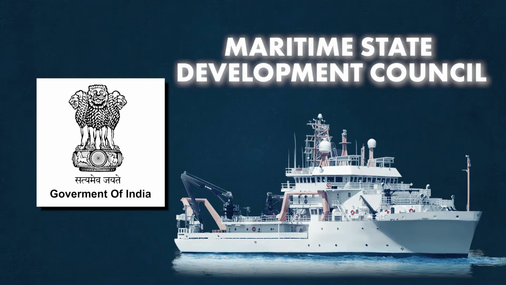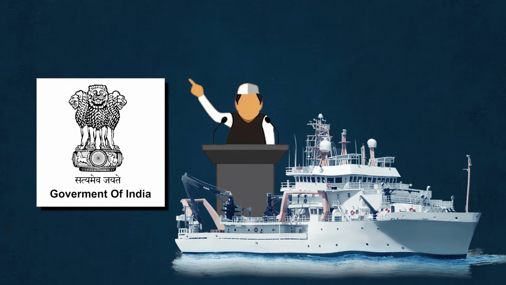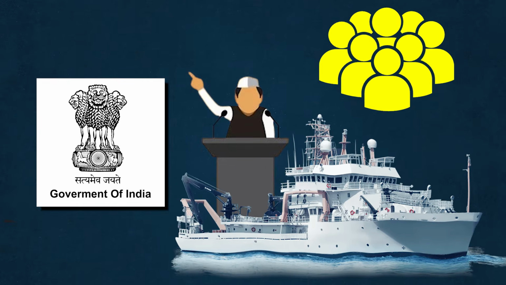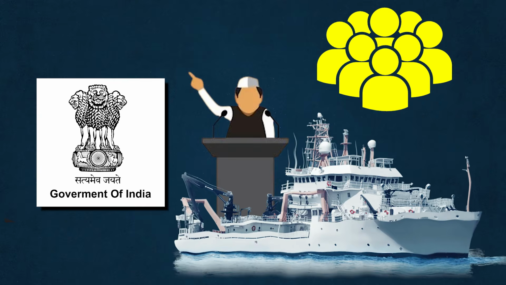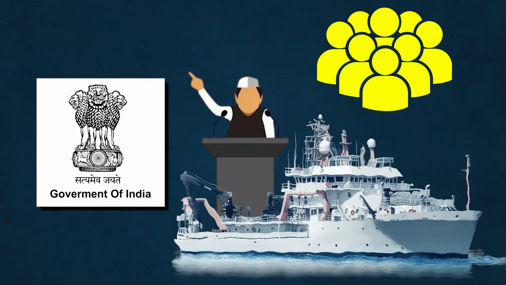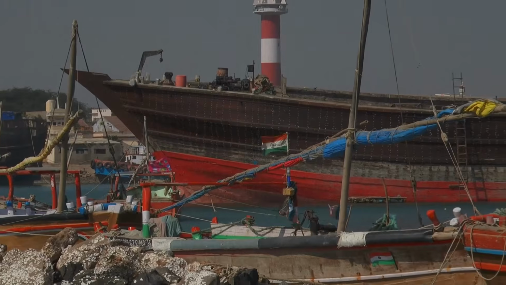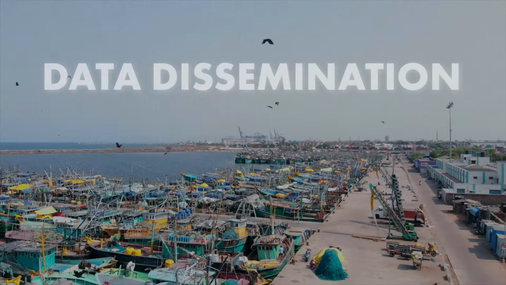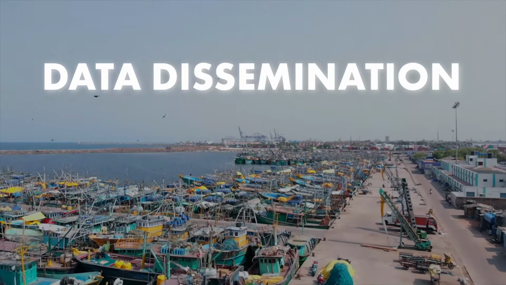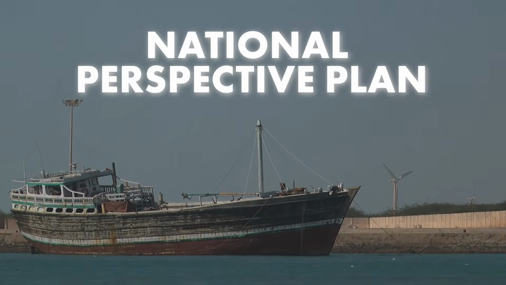The bill requires the central government to set up the Maritime State Development Council. This council will be chaired by the Union Minister in charge of ports, shipping and waterways. Other members will include the minister from each state in charge of ports, the secretary from the Navy and Coast Guard who handle coastal security, and the secretary of the ministry. The council will issue guidelines in consultation with the central and state governments with respect to data to be collected by the ports, data dissemination, and transparency of the ports. It will also advise the central government on the creation of a national perspective plan.